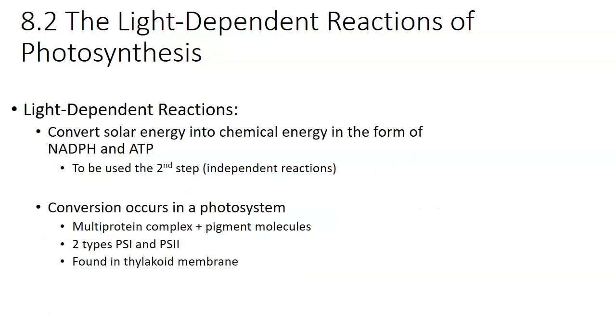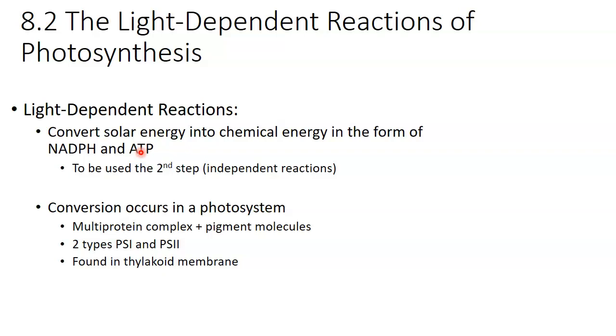Okay, so let's look at the light-dependent reactions. Again, what's going to happen here is these pigment molecules are going to absorb energy from the sun, right? And it's going to convert that energy into chemical energy in the form of NADPH and ATP. And we know that both of these are going to be short-term energy storage molecules that are going to be used in the second step of this process, the Calvin cycle.